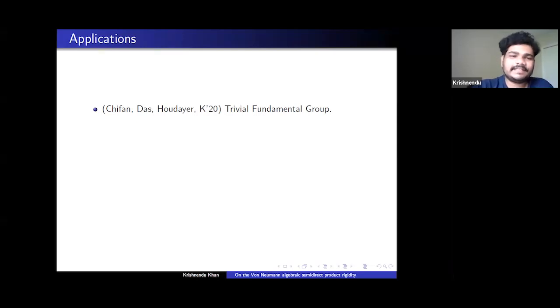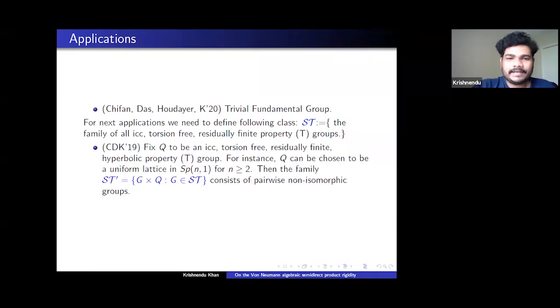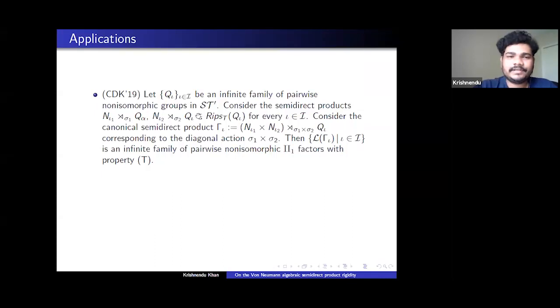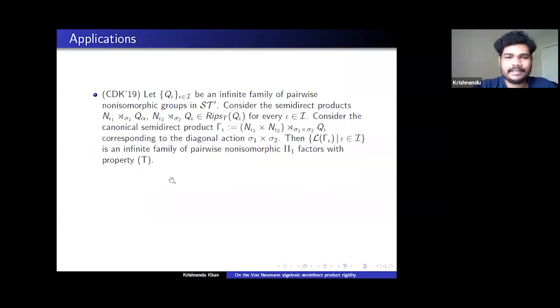And for the next examples, I would like to define this class. This is the class of all ICC torsion-free residually finite property T groups. And now you just consider this class ST prime, that consists of groups G times Q, where G is in this class, and for Q you can take uniform lattices in Sp(n,1). Then these are all non-isomorphic groups. Now if you do the quadratic Gaussian construction with these groups that we defined before, then these will be the acting groups.